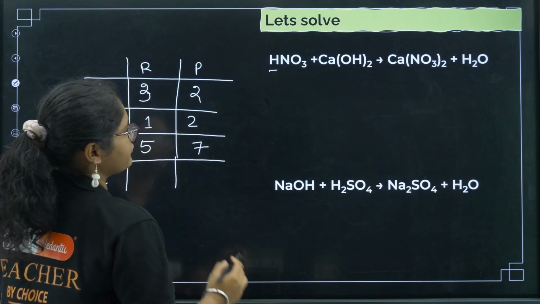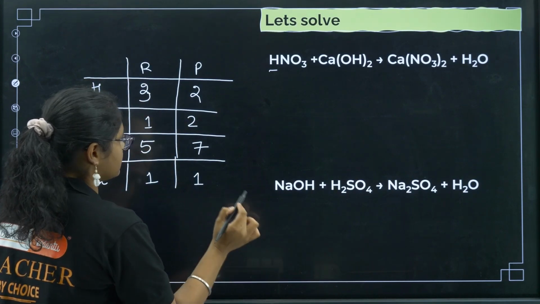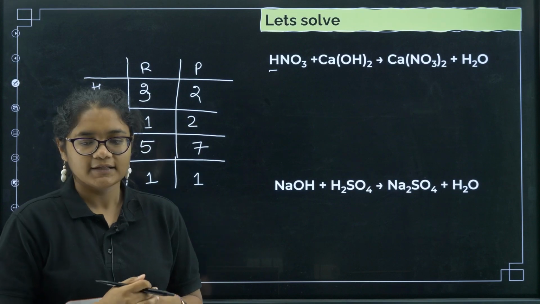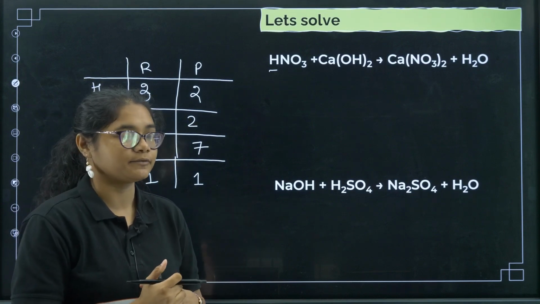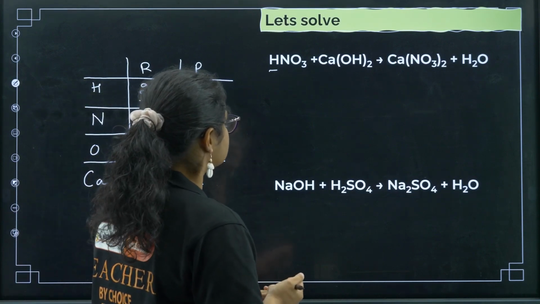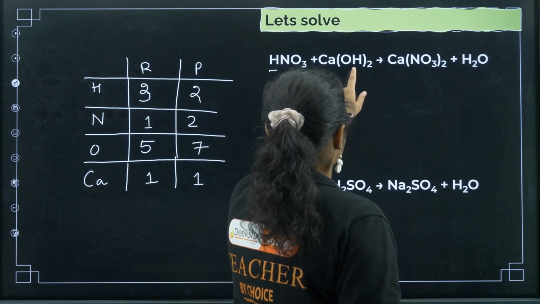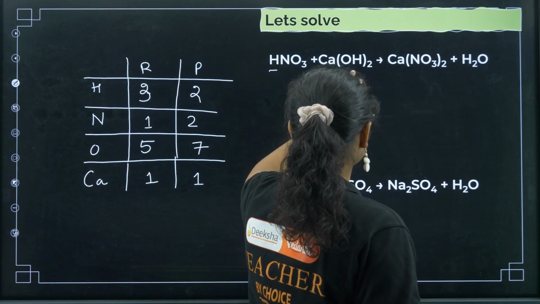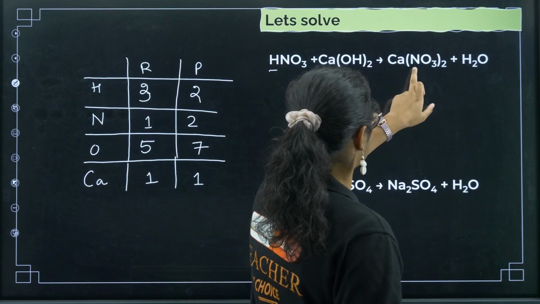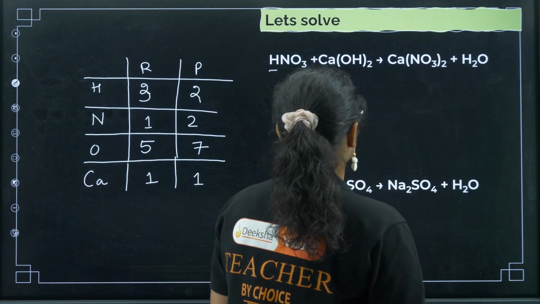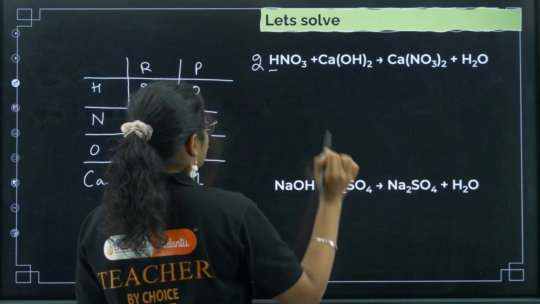Next calcium, if you see, this side also 1 calcium and this side also 1 calcium. Okay, so we need to balance this reaction. So let us start from the starting. So if you see we have calcium nitrate, we have 2 nitrate groups, right? So what if I write here 2NO3?